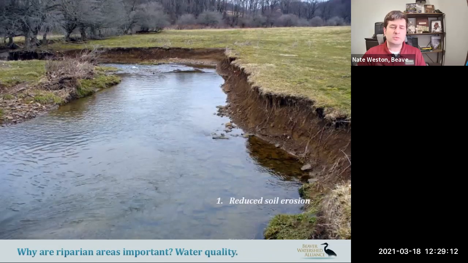So why are riparian areas important? Well, basically, they service many things. One of the biggest things that we talk about is water quality. They reduce soil erosion. That soil erosion is a symptom, rather, of an unstable stream, and it might take a stream decades to stabilize. And so if we reinforce that stream with a riparian area, it allows it to regain that stability much faster.